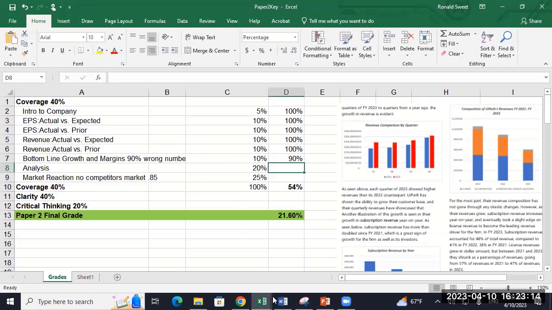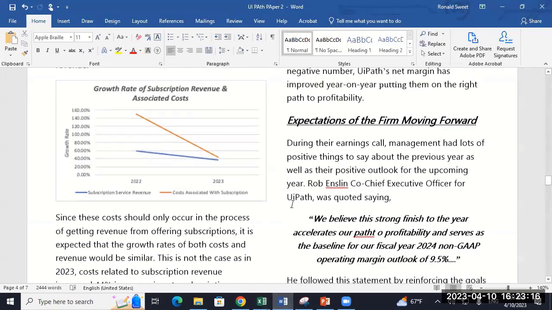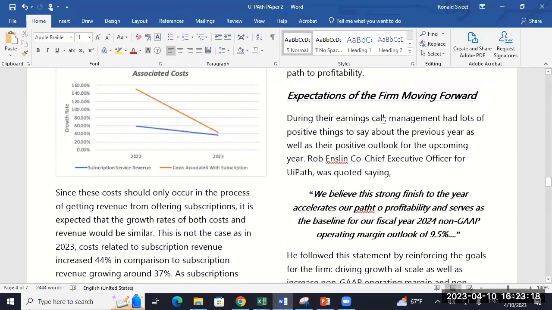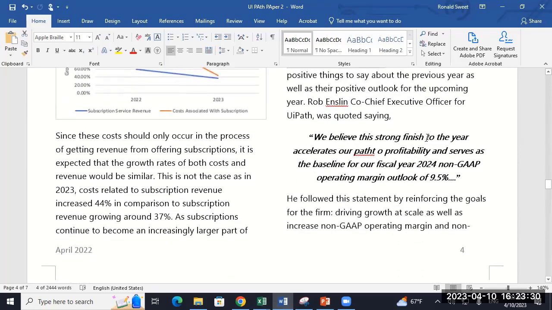Then on the analysis, during the earnings call, so he went on the earnings call. I always give a lot of credit for that. Management had lots of positive things to say about previous year, as well as the positive outlook for the upcoming year. We believe the strong finish to the year accelerates our path of profitability.